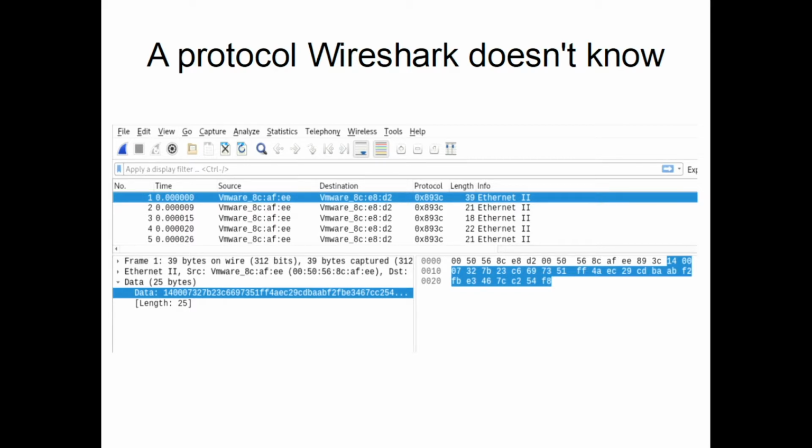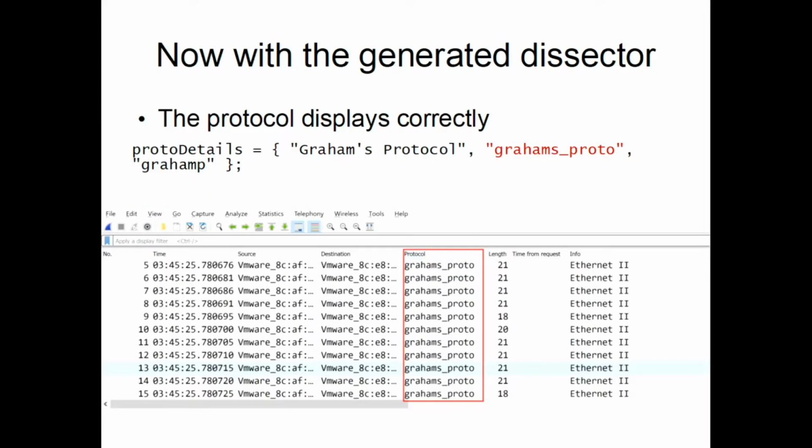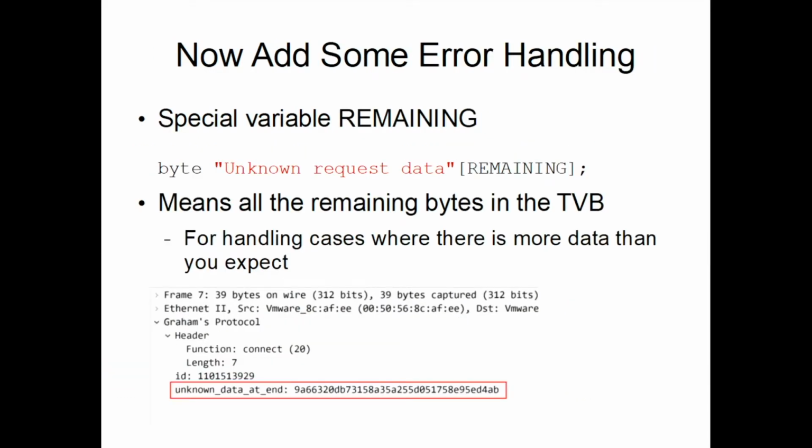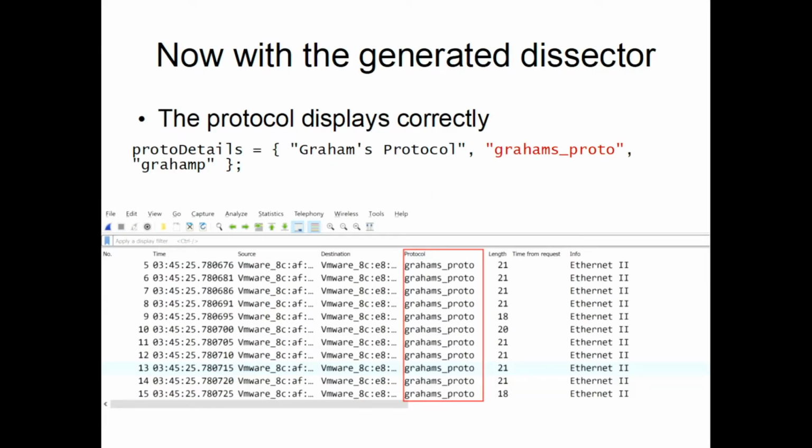But if you then go and generate the dissector for Graham's protocol, stick it in the appropriate directory, and we'll show you where it goes in a second, you can get that info from Wireshark. One of the other things that happens is that now this protocol field has been converted to Graham's protocol.